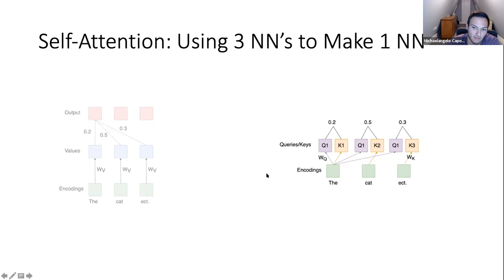And then finally, you look at, once again, query of "the", key of "et cetera", and then you decide how similar these two vectors are, and that's how much you keep. So these three values are going to end up deciding the linear combination that you take on the left. And then you repeat that same process similarly for "cat" and very similarly for "et cetera" to decide all the connections that you will end up using. So does that make sense?